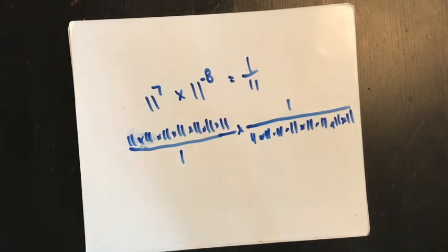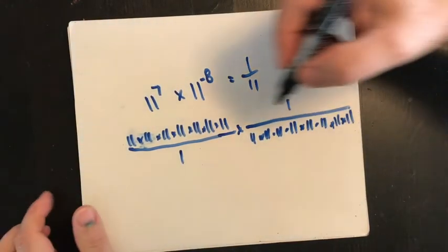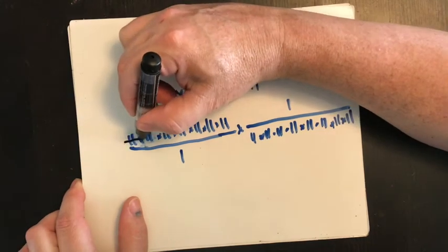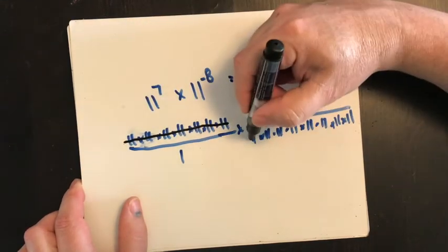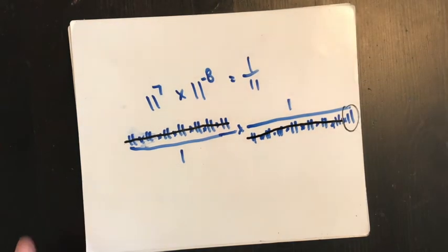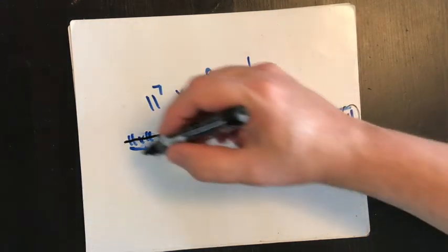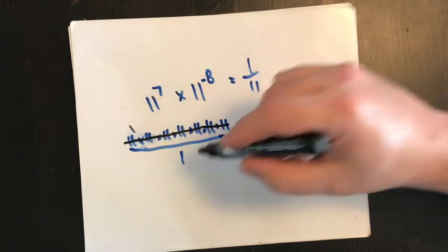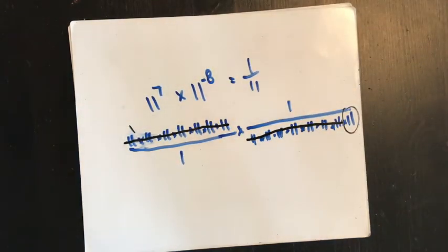And what we can do is we can divide the top and the bottom by 11 to the 7th. 1, 2, 3, 4, 5, 6, 7. 1, 2, 3, 4, 5, 6, 7. This 11 didn't get canceled out. This becomes a 1, this becomes a 1, that becomes a 1, that stays 11, and you get 1/11.